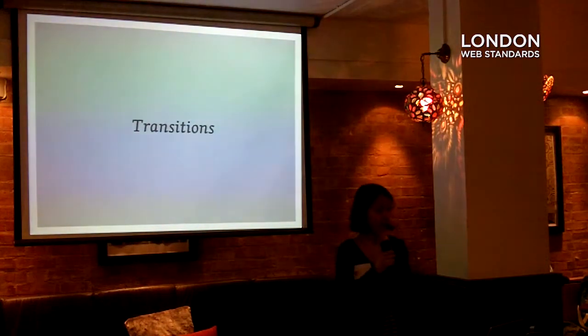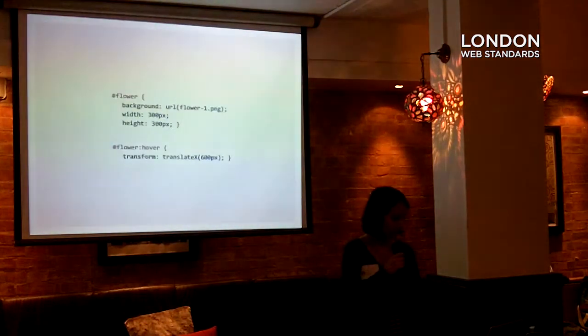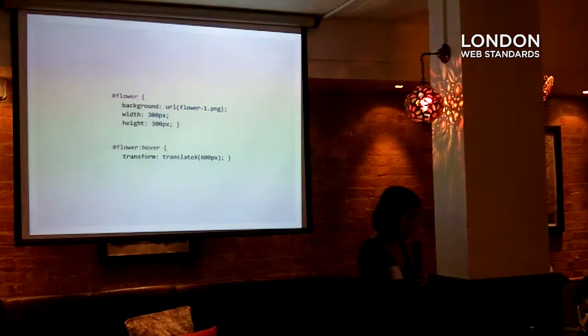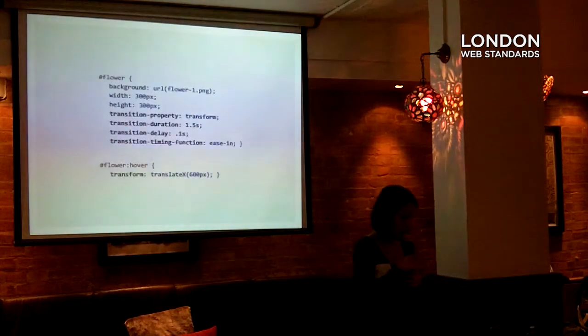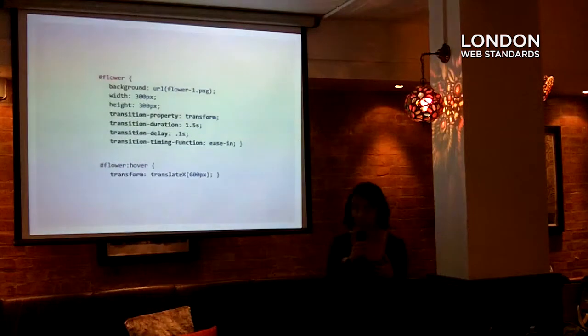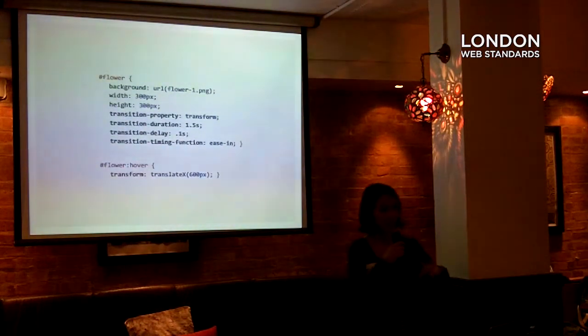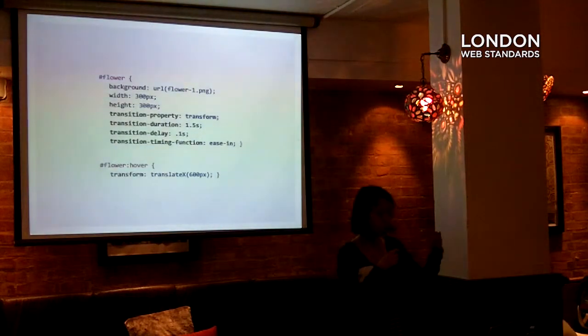If we go back to the first example of that flower that was moving 600 pixels to the right, this is what I showed you. But the transition part is actually missing from here. The entire code looks like this. Note that the transition information is added to the element that we are going to apply the transition to, not to the state in which it is being transitioned. So in this case, not to the hover state.